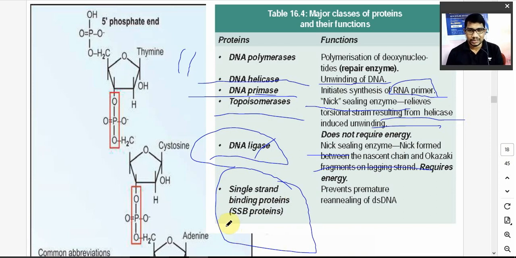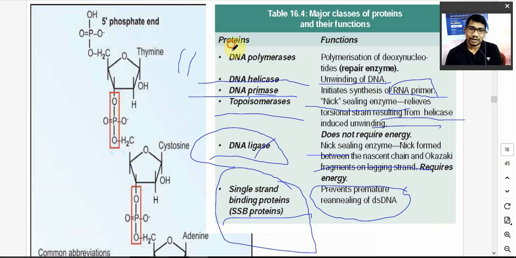Now next is the single stranded binding protein. What is the work of this single stranded binding protein? So this single stranded binding protein will bind to the separated strands of DNA and will prevent the re-annealing of double stranded DNA. The work of DNA helicase is to open the DNA, and its work is to not let the opened DNA rejoin, because it is needed for replication, right?